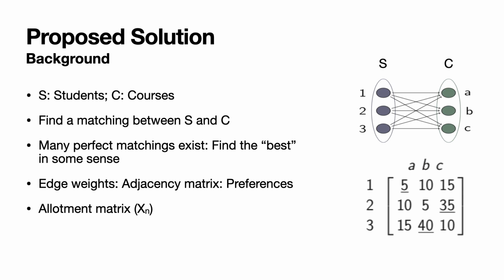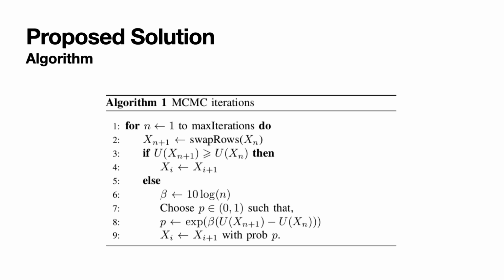The quality of allotment, we call it the utility of the allotment. We denote the preferences by edge weights or entries of the adjacency matrix, and here x_n is used to denote the adjacency matrix. In the upcoming slide here, we have the proposed algorithm. It was a very simple algorithm.